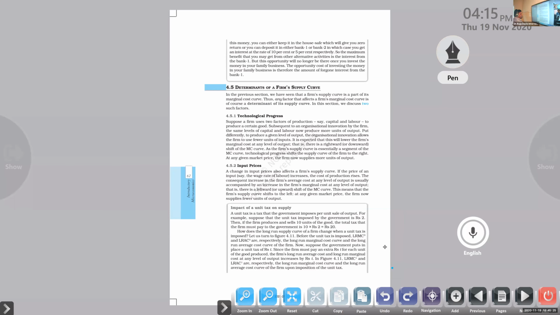Here you can see the long run marginal cost curve and the long run average cost curve of the firm. Now, suppose the government puts in place a unit tax of rupees T. Here we are using small t to denote the tax. Since the firm must pay an extra rupees T to the government for each unit of the good produced, the firm's long run average cost and long run marginal cost at a level of output increase by rupees T. In figure 4.11, LRMC1 and LRAC1 are respectively the long run marginal cost curve and the long run average cost curve of the firm upon imposition of the unit tax.